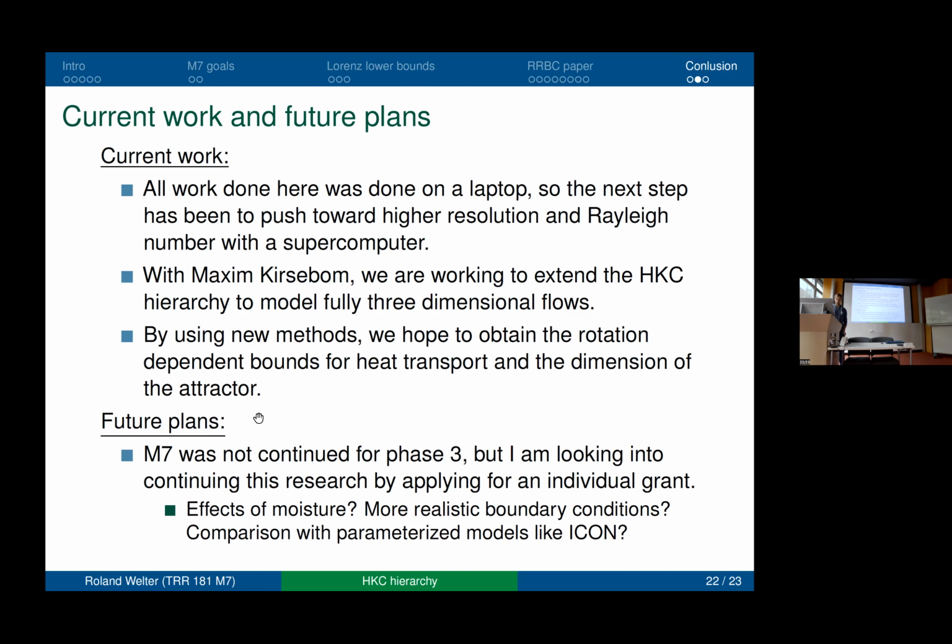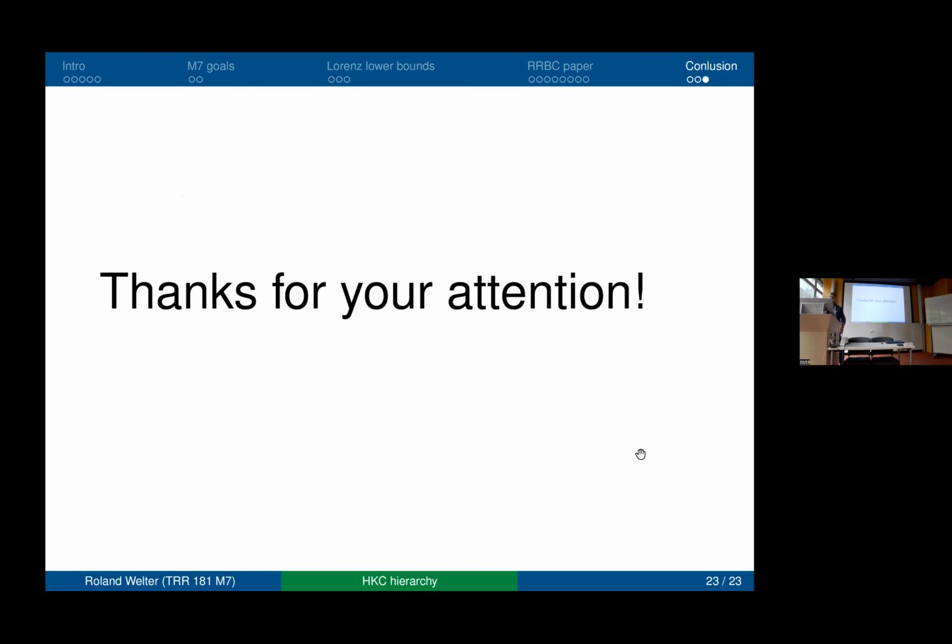So my future plans: M7 was not continued for phase 3, but I'm going to try to apply for an individual grant and maybe continue these studies in a different way. Okay, thanks for your attention.